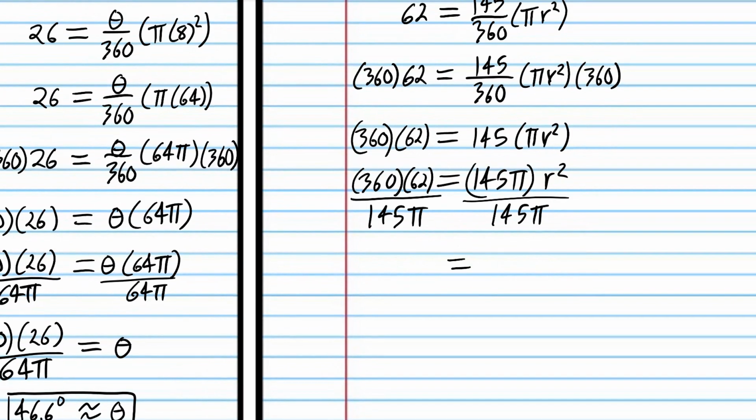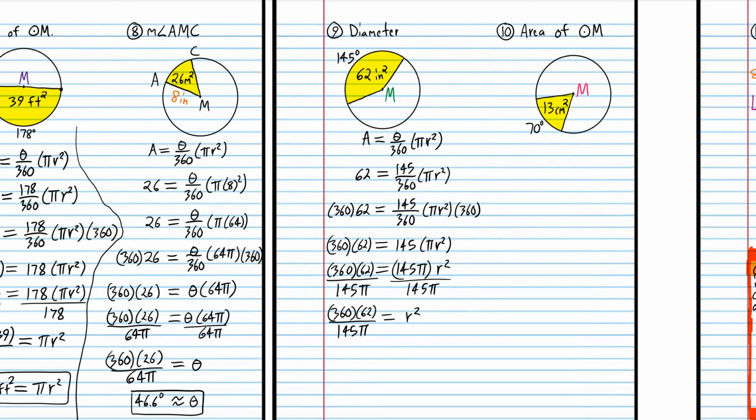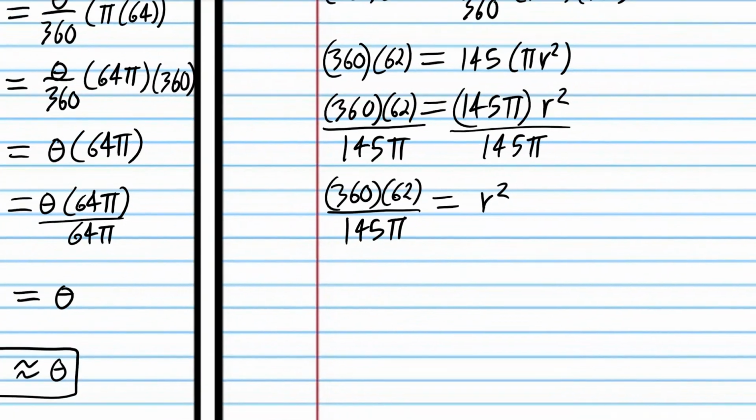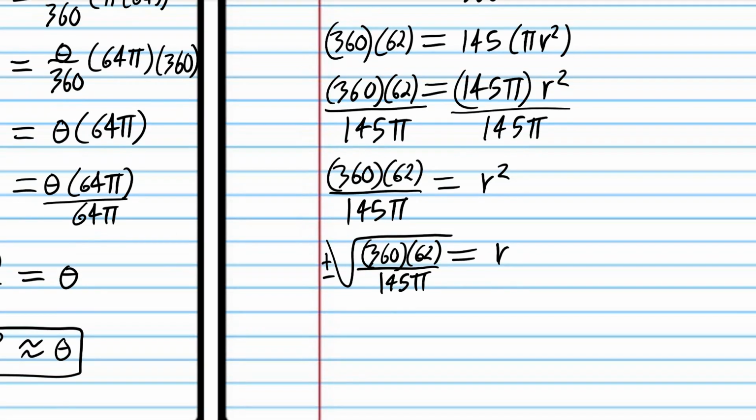And so we get r squared is equal to 360 times 62 all over 145 pi. So we found r squared, but we don't want r squared. We want r. So you square root both sides, and that gets rid of the square, and then you have plus or minus the square root of 360 times 62 and so on. You get the point. Just fill it all in.